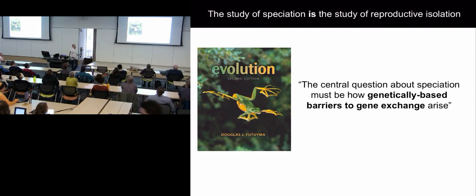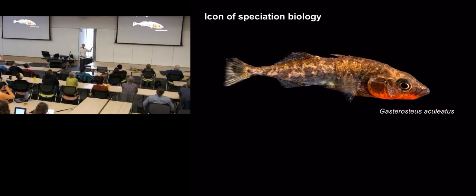All right. So, the central question in speciation is how genetically based barriers to gene exchange arise. Now, I'm going to pick apart for the next few slides a little bit of an example, and I'm going to pick apart, maybe might even say pick on, an icon of speciation research. So this is a three-spine stickleback, Gasterosteus aculeatus.